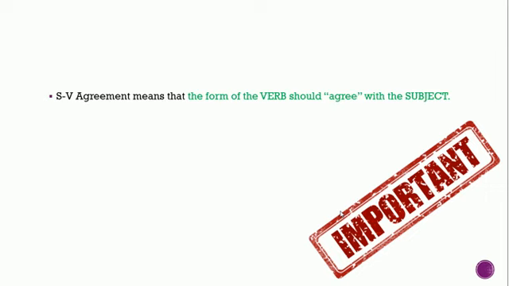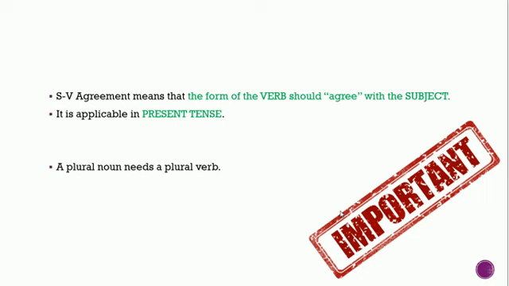The form of the verb should agree with the subject. It is applicable in the present tense. A plural noun needs a plural verb. A singular noun needs a singular verb. That is the basic idea.